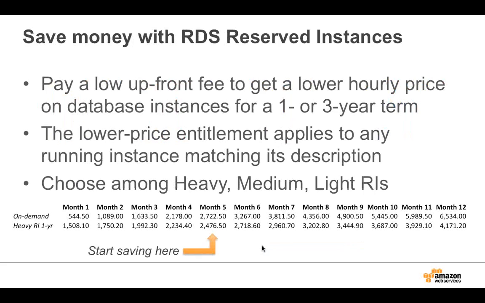Suppose you'd like to save even more money. We have a billing option called reserved instances. Keep in mind that a reserved instance is not like a regular database instance in that it's not something that you have to plan to buy and configure ahead of time. You should think of a reserved instance as being like a Groupon. If you buy this Groupon, then you get to apply a lower price to any running instance that matches the description on the Groupon.